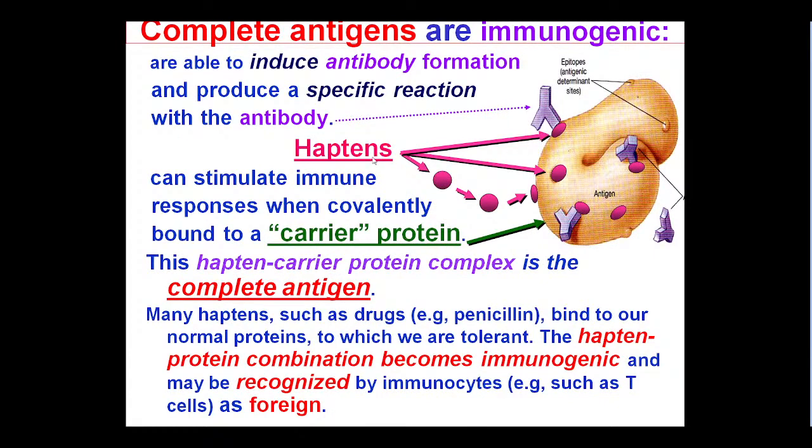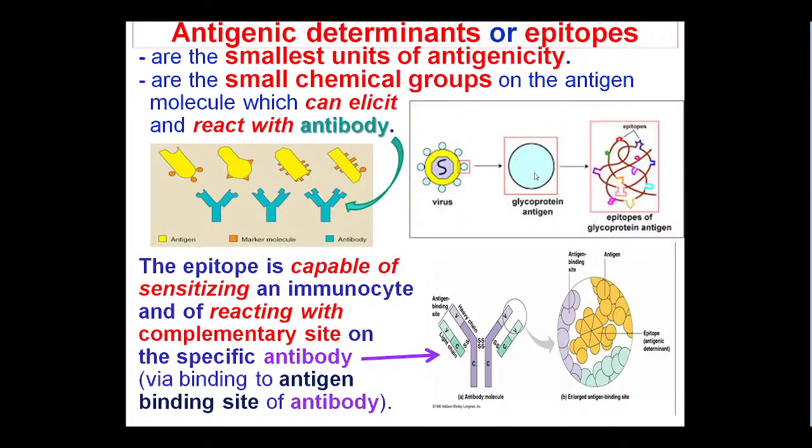Haptens may be transformed to the complete antigen if haptens are chemically bound to the carrier protein. A small molecular weight hapten in complex with the carrier protein becomes a complete antigen. Antigenic determinants are the smallest units of antigenicity. They react with different antibodies that have different antigen binding sites.